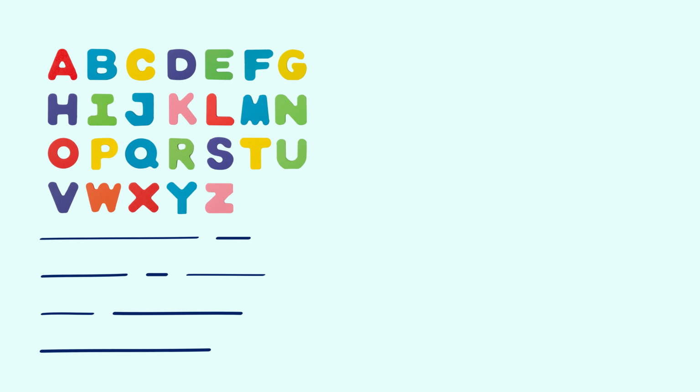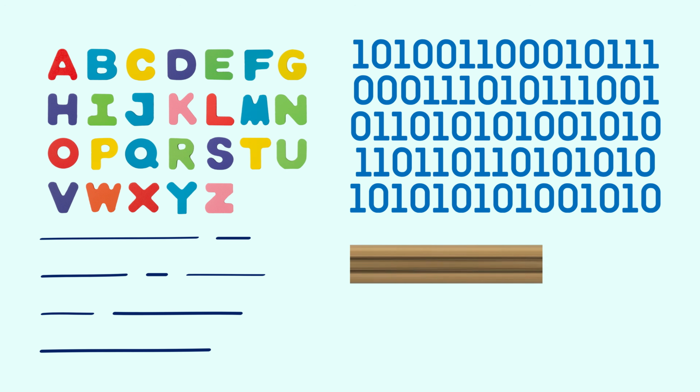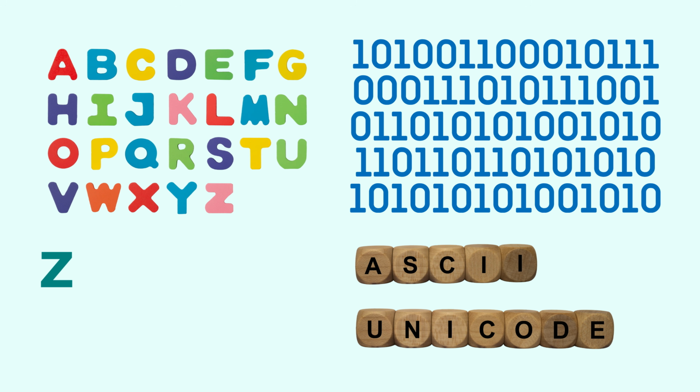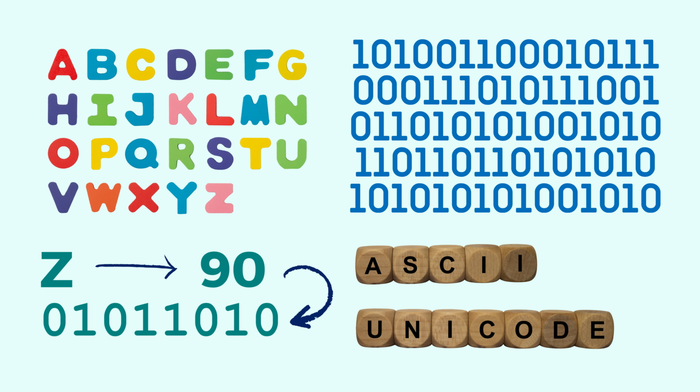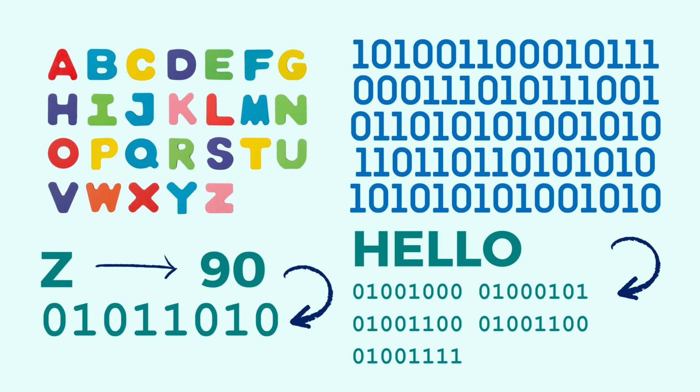Let's start with text. Computers don't understand letters, they understand numbers. Every letter or character is assigned a number using ASCII or Unicode. For example, the letter Z becomes 90. Then that number is converted into binary, so 90 becomes 01011010. Another example is when you type a word hello, it's converted into this.